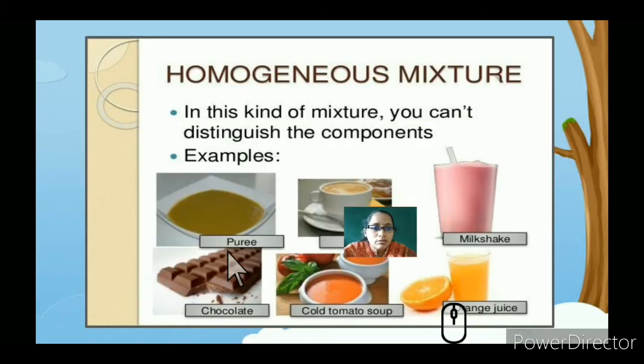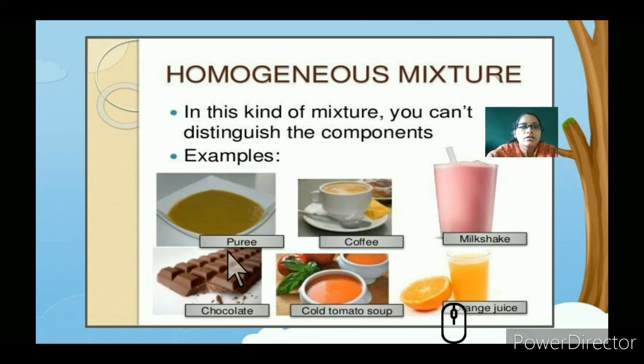So let us see more examples. In this kind of mixture, you cannot distinguish the components. If you are able to distinguish the components, then it is heterogeneous. Here, puree. If you blend some tomato and add some salt, etc., and make a puree of it, can you see any difference of the salt or any other components added to it? No. If you are not able to make out the difference, it is known as a homogeneous mixture.